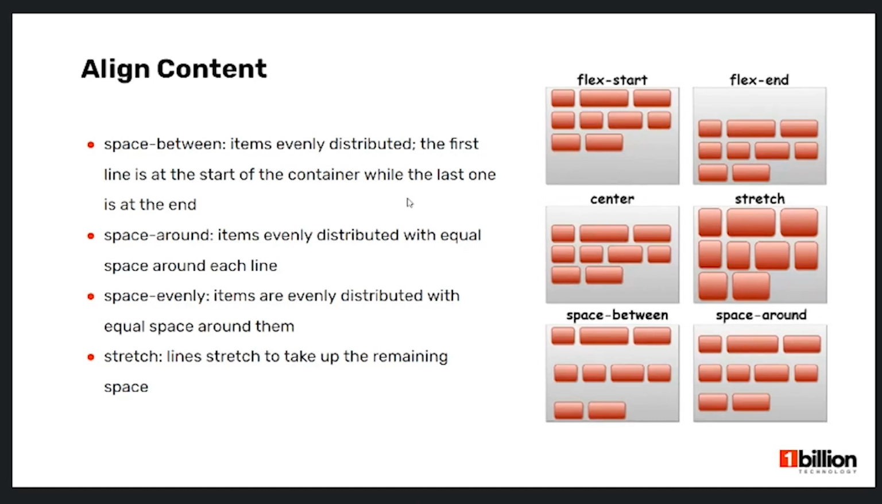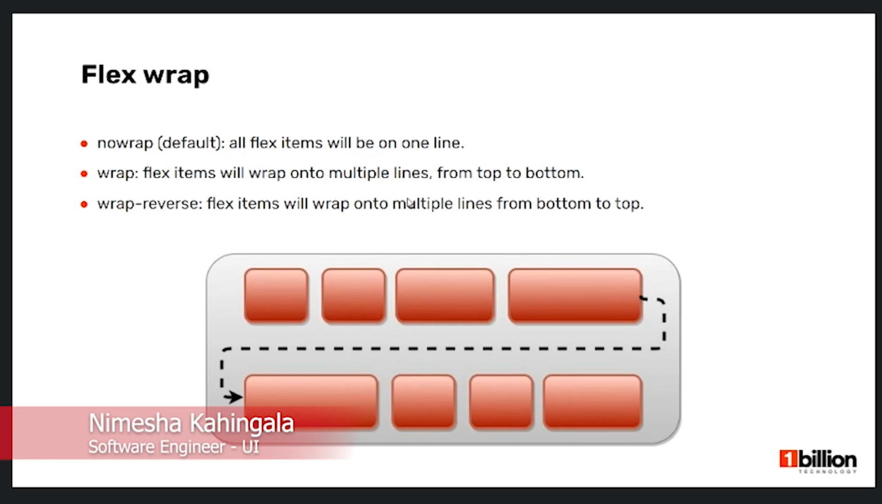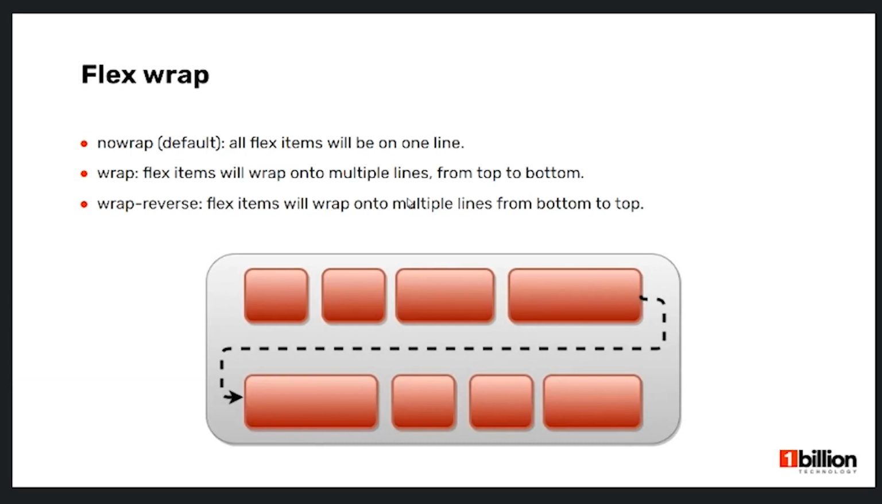And next we move on to the flex property flex wrap. By default, flex items will try to fit onto one line. You can change that and allow the items to wrap as needed using flex wrap. So nowrap is the default value. It means all the items will be on one line. Then wrap means flex items will wrap onto multiple lines from top to bottom. And wrap reverse means items will wrap onto multiple lines from bottom to top.